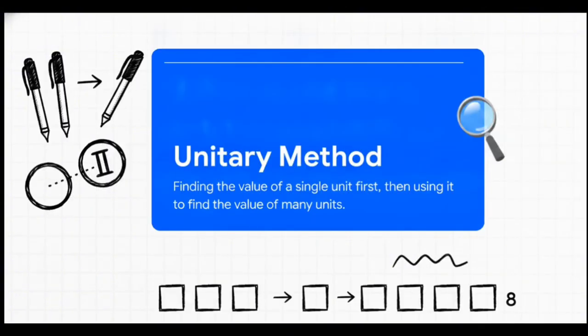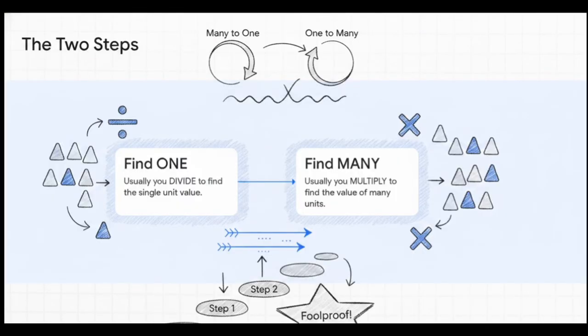This secret weapon is called the unitary method, and it's all built around this rule of 2 philosophy. Instead of trying to leap directly from 5 pens to 8 pens, which just makes our brains hurt, we solve the problem by first finding the value of a single solitary unit. Just one item. The word unitary literally comes from the word unit. The whole trick is to get down to one first and then scale up to whatever number you actually need. It really all boils down to a simple rhythmic anchor. Say it with me in your head. Many to one, one to many.